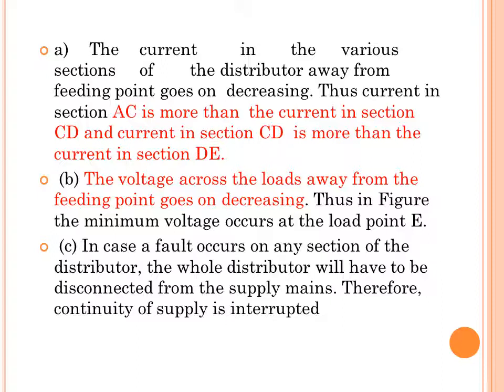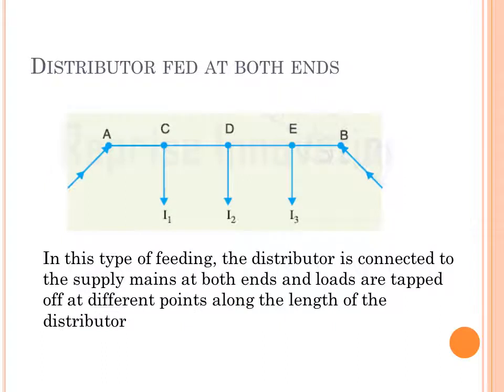The voltages across the loads away from the feeding point go on decreasing. Thus, in the figure, the minimum voltage will occur at the load point E. In case a fault occurs on any section of the distributor, the whole distributor will have to be disconnected from the supply main. Therefore, the continuity of the supply is interrupted.